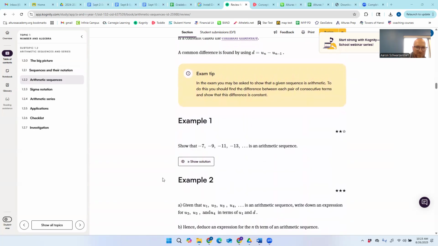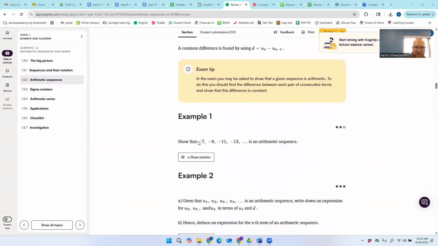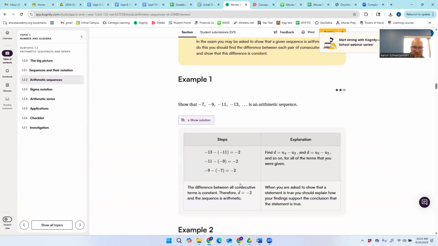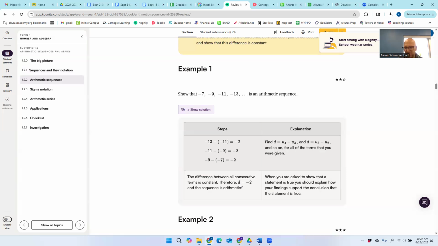So, show that this is an arithmetic sequence. Well, we're adding -2. To show it, you show the common difference. So what they're doing here is -13 minus 11 has a common difference of -2. -9, -11 minus -9. All of those have the same common difference, so they are arithmetic.